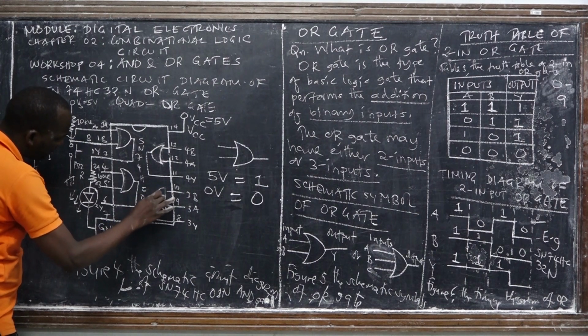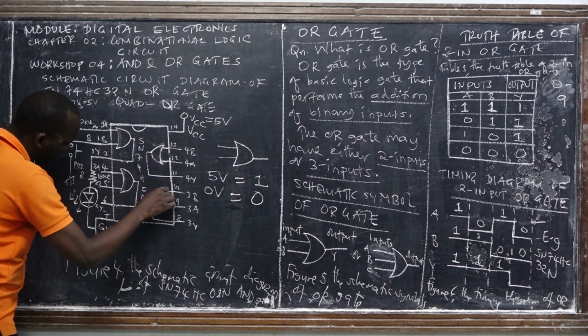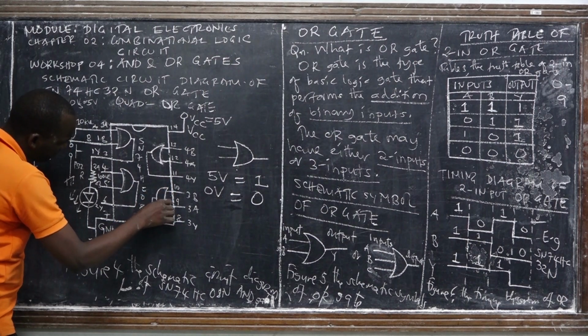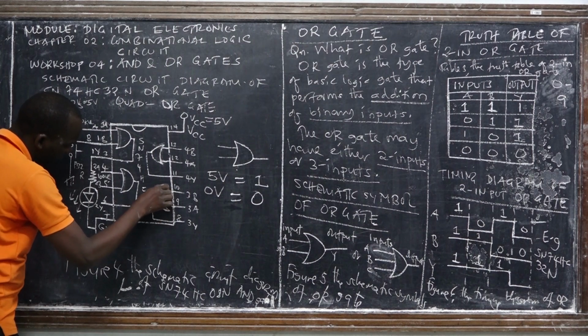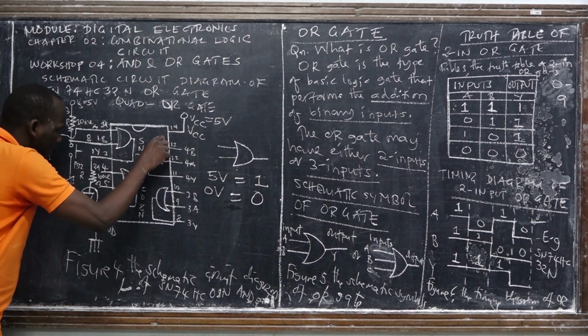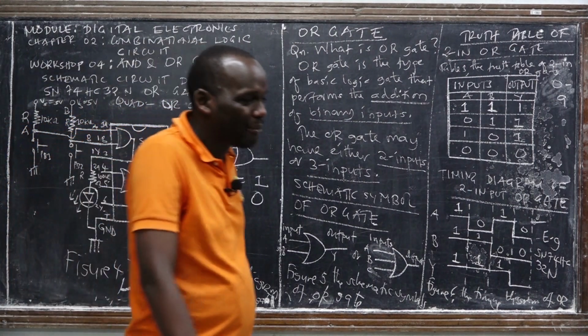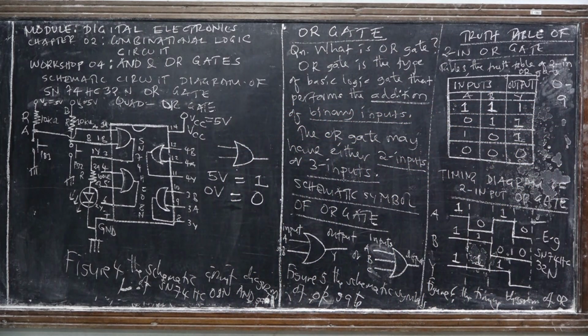Then for this case, the same configuration. Just the schematic symbol of the AND gate differs from the schematic symbol of the OR gate. But we still have 4 OR gates within it. Then the input network is just like what you had in the AND gate, but the principle of operation is different.